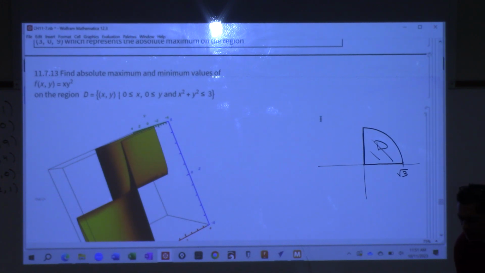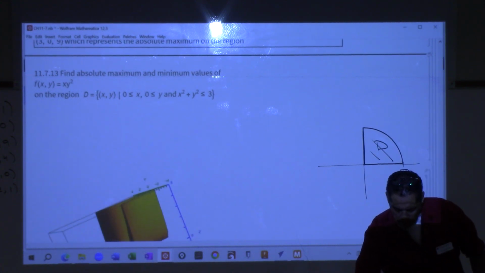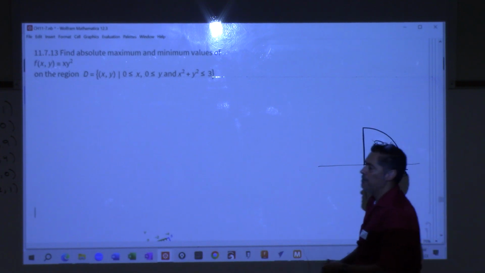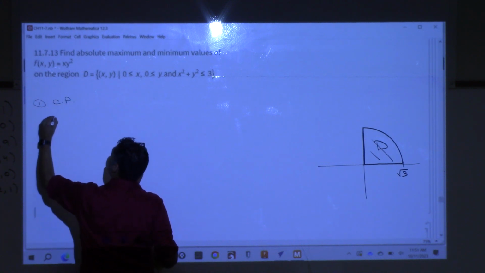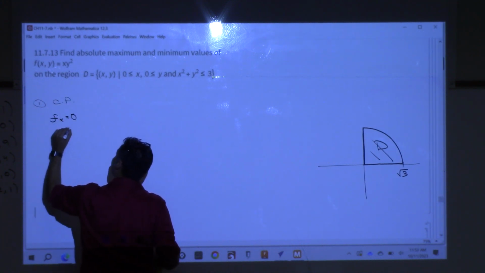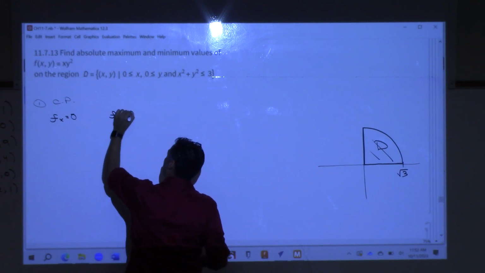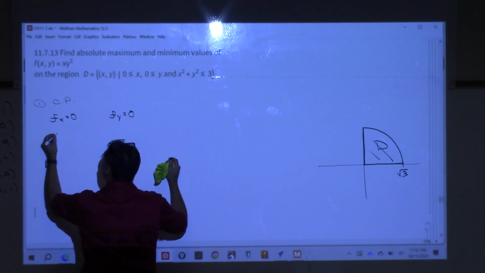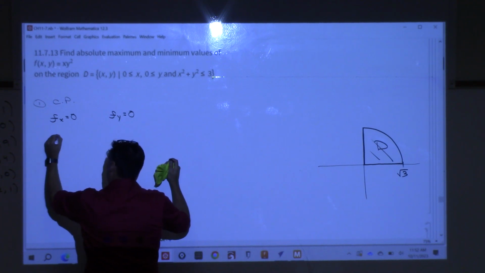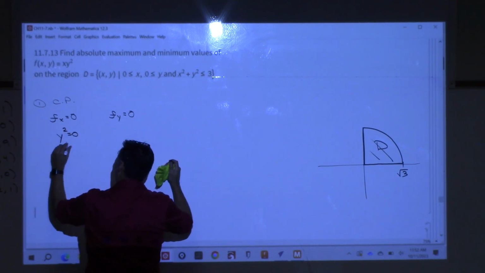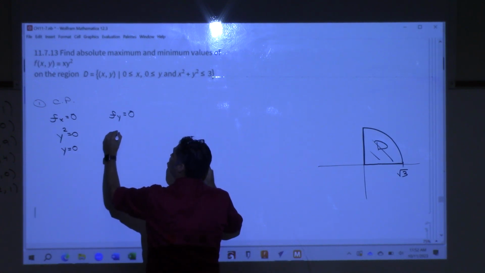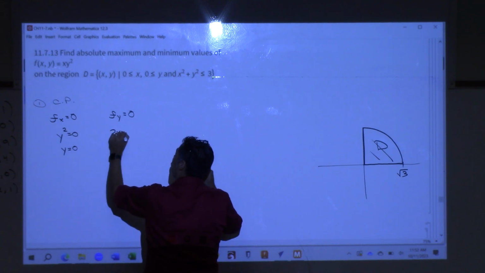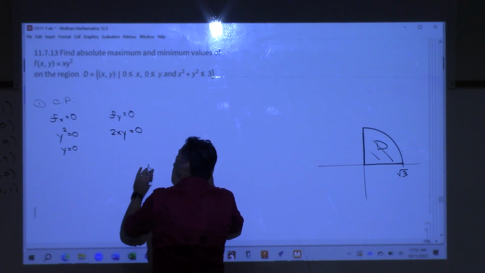All right, let's start with step 1, which is critical points. Let's find our critical points. So how do we do that? Take the partials. For the first step, I want my critical points, and I take my partial with respect to x, set it equal to 0, and I do my partial with respect to y, set that equal to 0. With respect to x, we get what? Y squared equals 0. Well, that already has a solution, right? Y is 0. And then here, partial with respect to y, 2xy equals 0. But wait a minute.